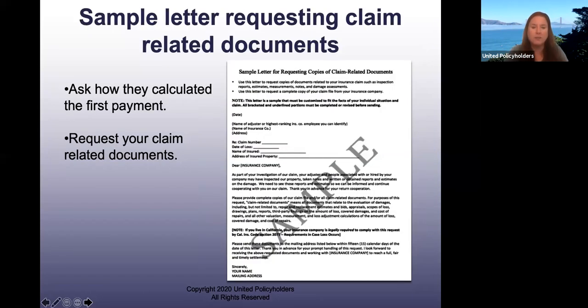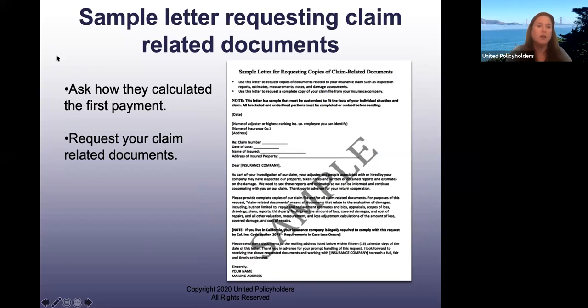Our website, uphelp.org/samples, has a lot of samples. If your insurance company won't tell you how they calculated your payment, ask for your claim documents, okay? There's certain situations where those would be helpful. There's letters in there.